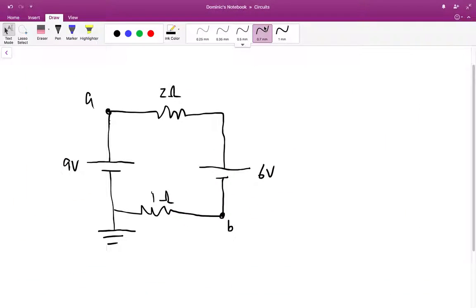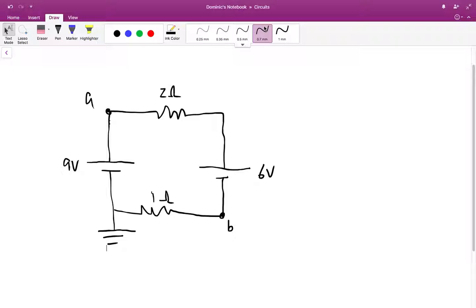Okay, so here we have an example of a circuit where we have a ground in the circuit. And in the problem, we want to find the electric potential or the voltage at point A and point B. So how do we deal with circuits with grounds connected to them?